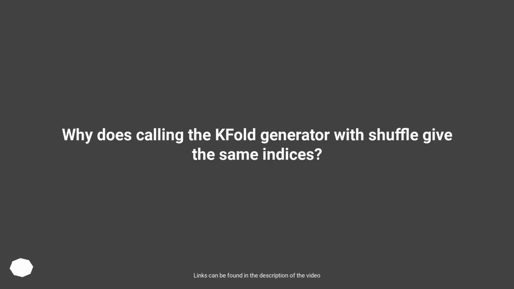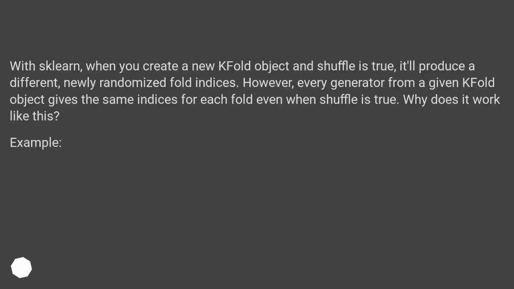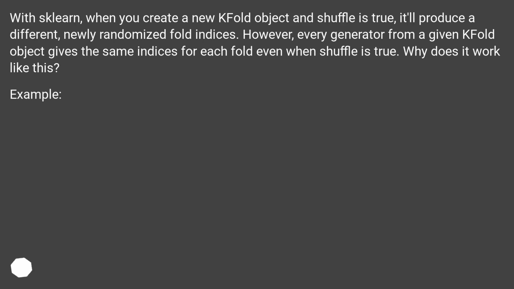Why does calling the KFold generator with shuffle give the same indices? With scikit-learn, when you create a new KFold object and shuffle is true, it'll produce a different, newly randomized fold indices. However, every generator from a given KFold object gives the same indices for each fold even when shuffle is true. Why does it work like this? Example.